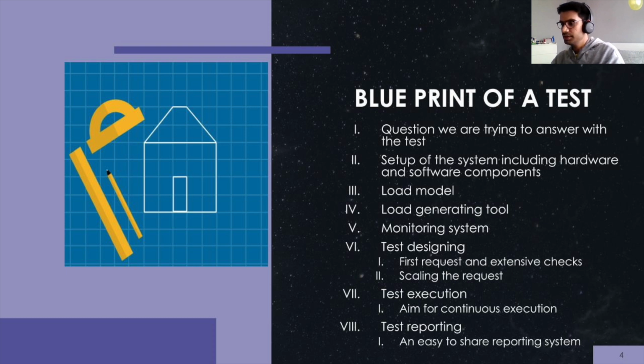Then there were 3 phases of test. Test designing: we first sent a request and put some extensive checks there, and then we started scaling the request from 1 to many. It is important to put some extensive checks on each of your requests. Otherwise, it may get messy later on. Test execution: aim for continuous execution and as many runs as possible via some automation. Also, here it is not mentioned, but aim for hands-free automation.